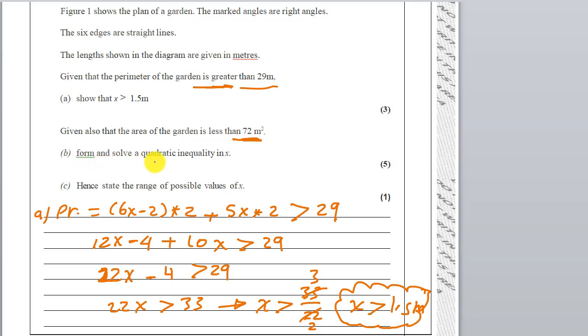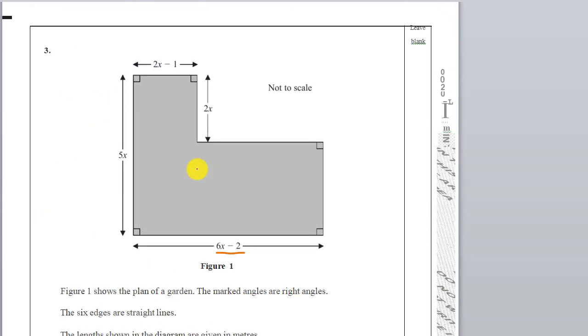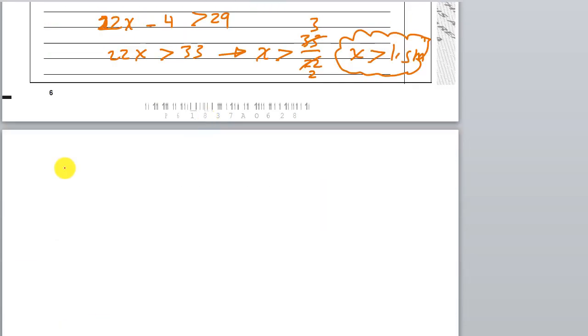Form and solve the quadratic inequality in x. So we need to find the x if the area of the garden is less than 72. So let us divide this garden into two parts here. So I have, this is 5x, 2x, so this is 3x. So the area is 6x minus 2 multiplied by 3x. And here, 2x minus 1 multiplied by 2x. So let us find the area. Area, this is part B.